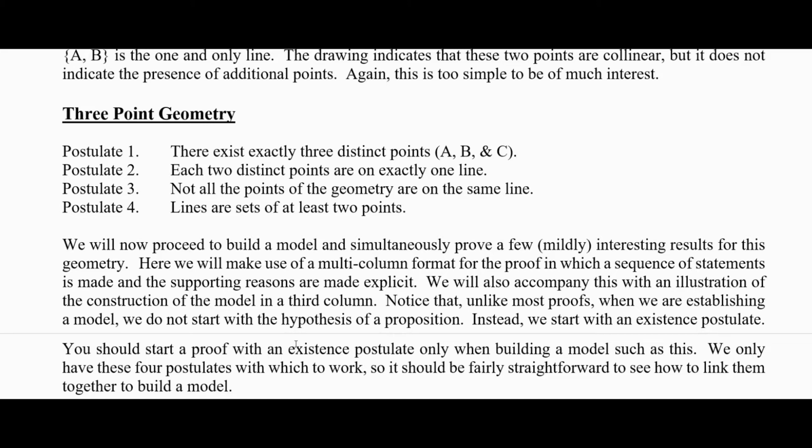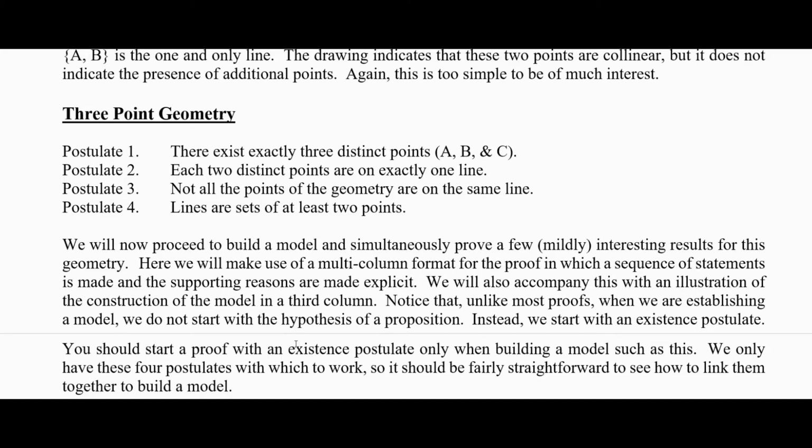That's going to be necessary to eliminate one possibility. And number 4, postulate: lines are sets of at least 2 points. Okay. So now what we want to do is build up a model of this geometry, and simultaneously we're going to prove a few, well, interesting is too strong a word.